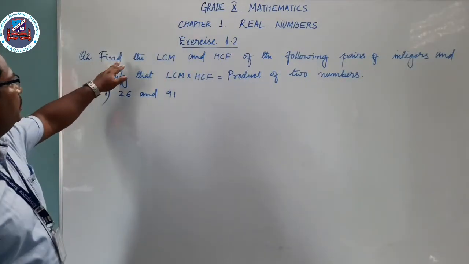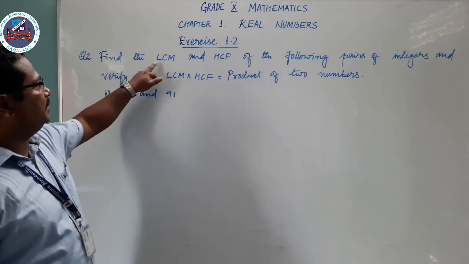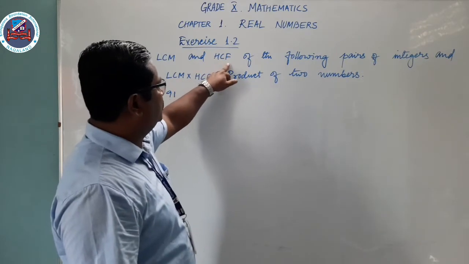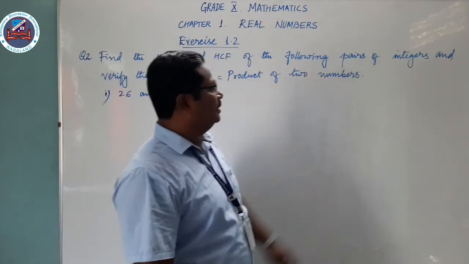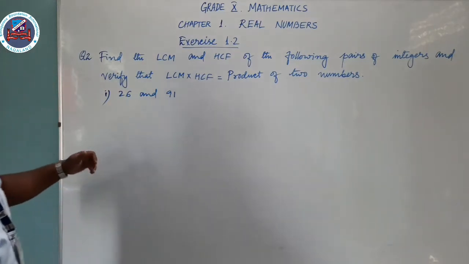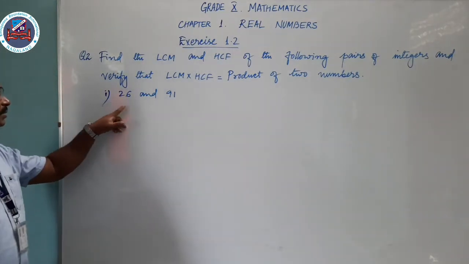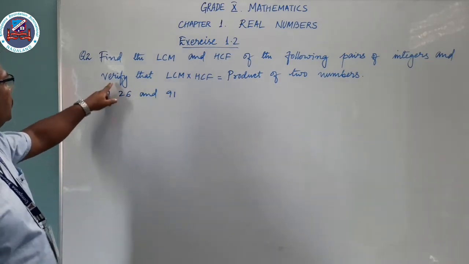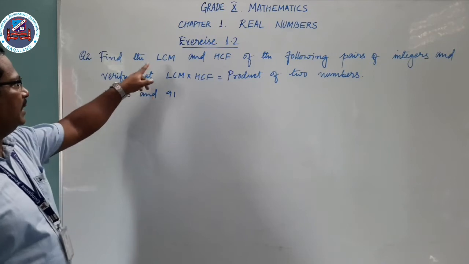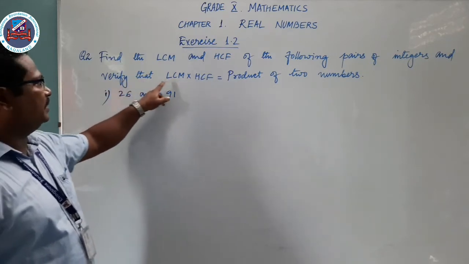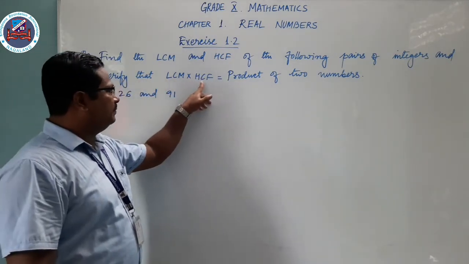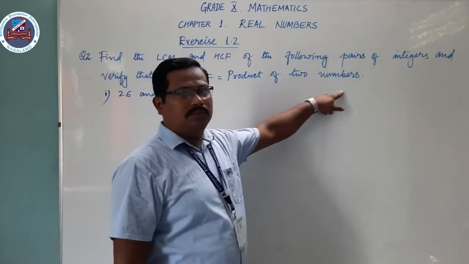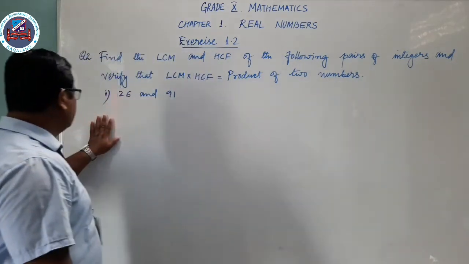Here in question number 2 you can see: find the LCM. LCM means least common multiple, and HCF, highest common factor, of the following pairs of integers. They have given two or three sets of pairs. One I have written down here, number 1, 26 and 91. This is one set of numbers. After finding out the LCM and HCF, you have to verify that if you multiply LCM and HCF, that must be equal to the product of the two numbers. So here let us see the first question.